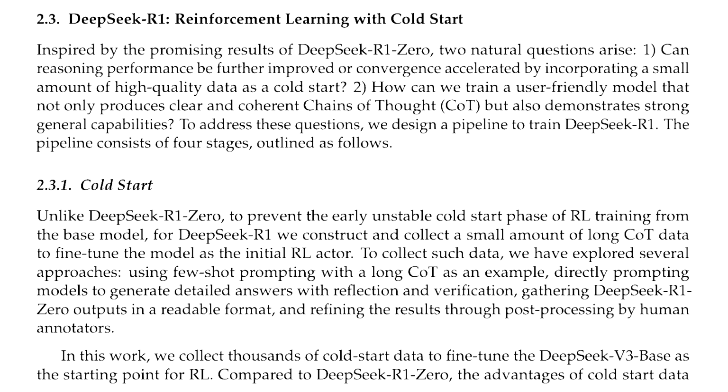We'll do reinforcement learning on another video. But the thing that I really want to talk about, and this is what we are going to do in this video, is they then did this thing called cold start. So they said here, inspired by the promising results of DeepSeek R1-Zero, two natural questions arise: can reasoning performance be further improved or convergence accelerated by incorporating a small amount of high quality data as a cold start?